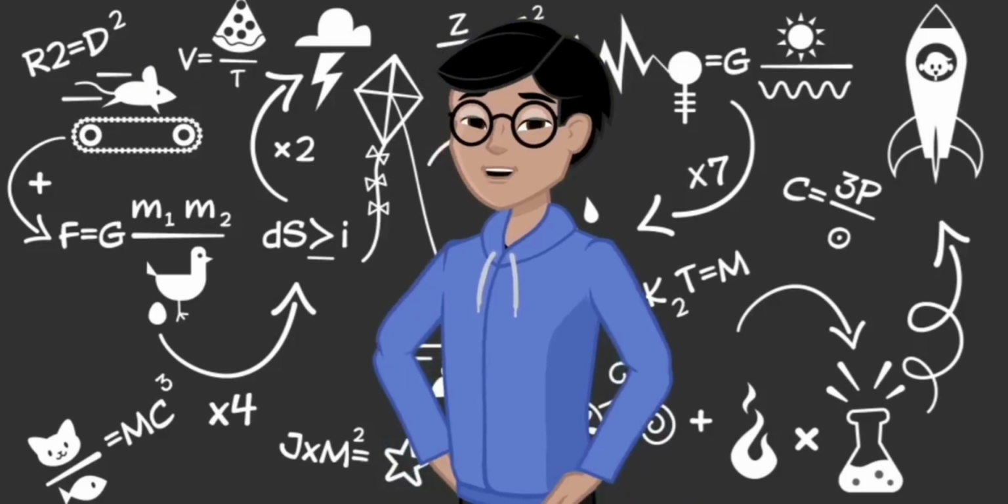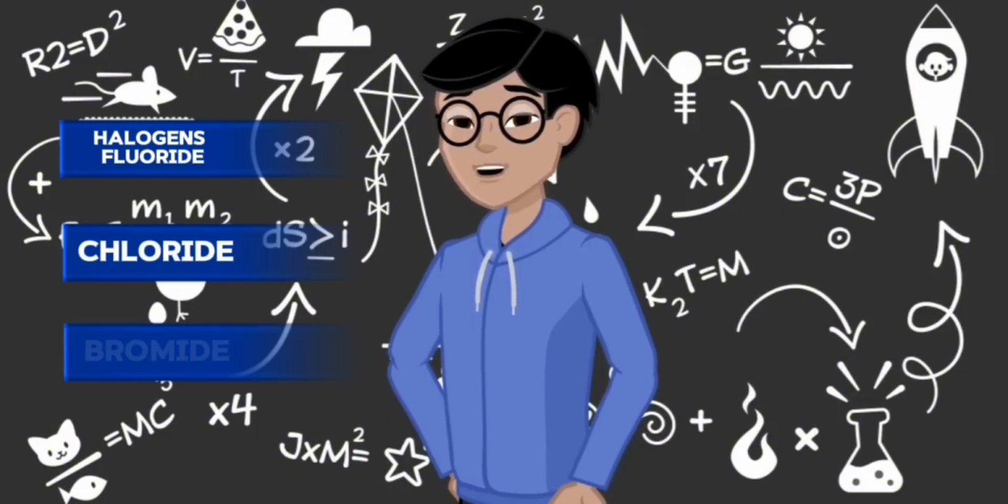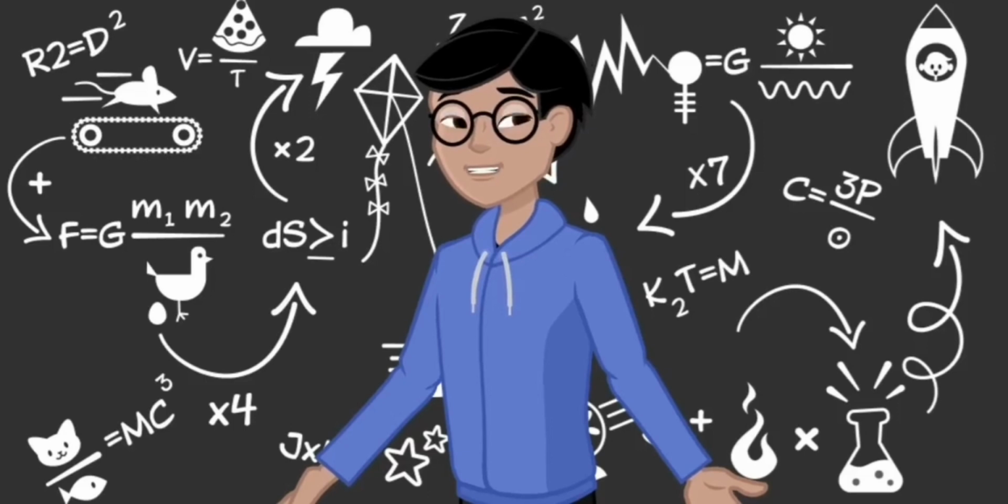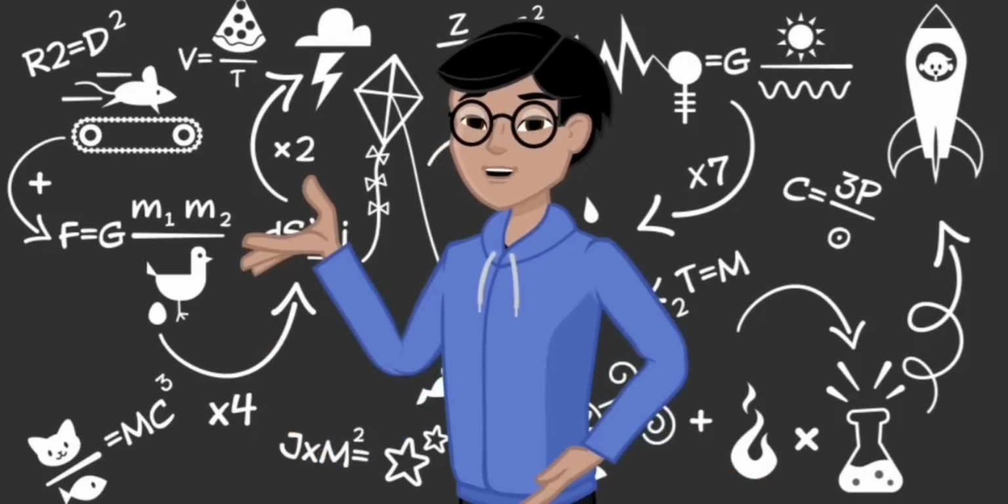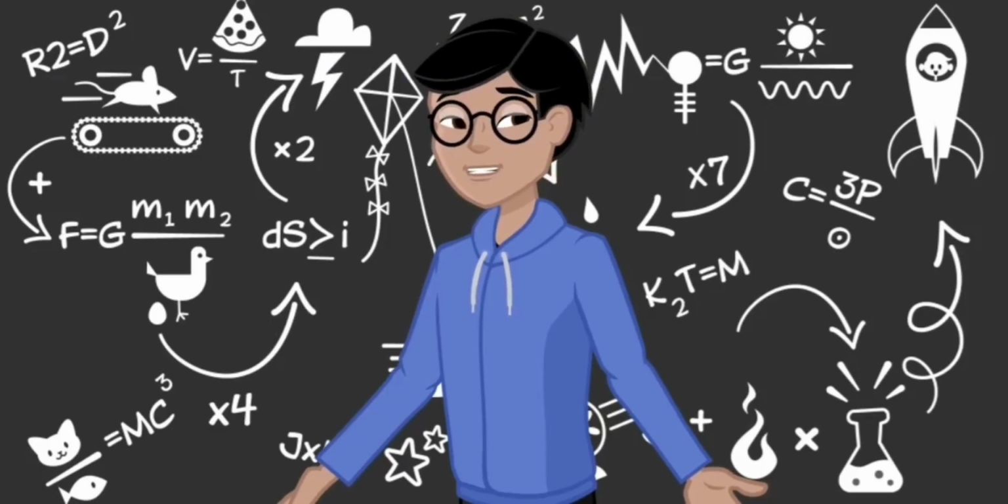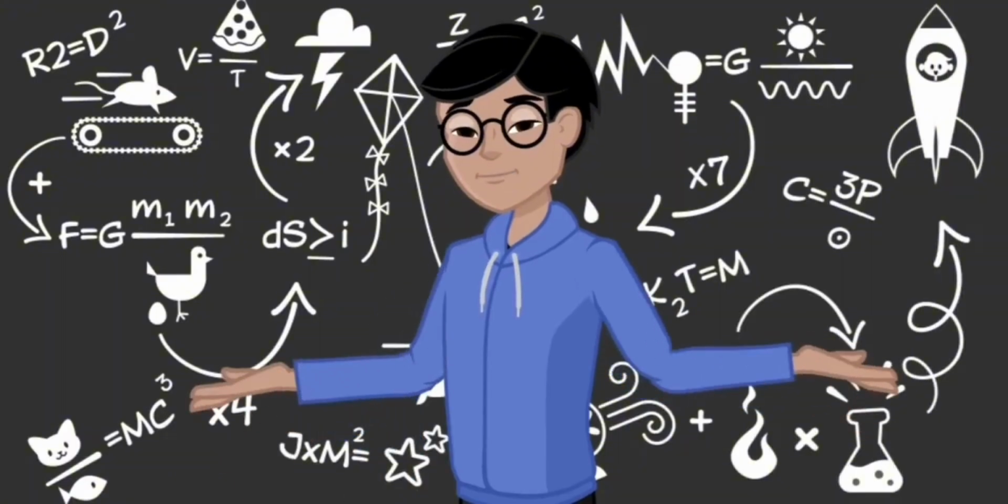For instance, consider the trend in ionic radius for the halogens: fluoride, chloride, and bromide. As you move across the periodic table, ionic radius decreases due to the increasing effective nuclear charge, which pulls the outermost electrons closer to the nucleus, resulting in smaller anions.